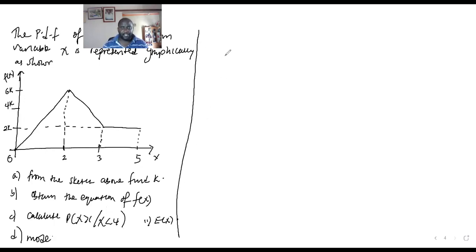The first question is saying, obtain the mode. The mode can be obtained, and if it's obtained, we can split the regions. I mean, it says obtain the value of K. I can call this upper triangle region 1. I can call this one 2, the trapezium. Then I can call this rectangle 3.